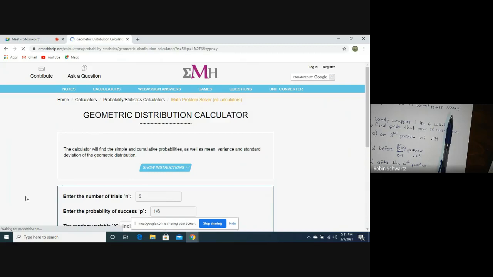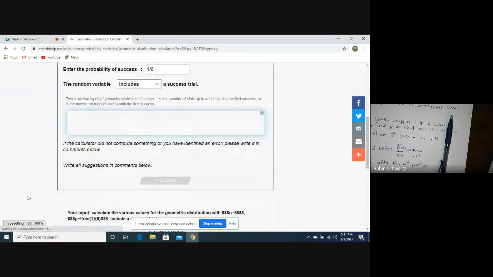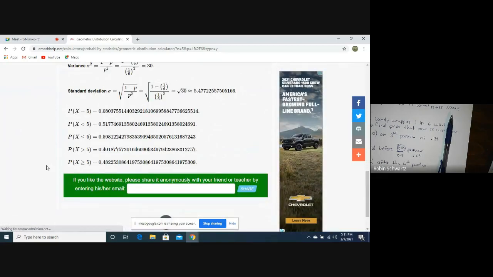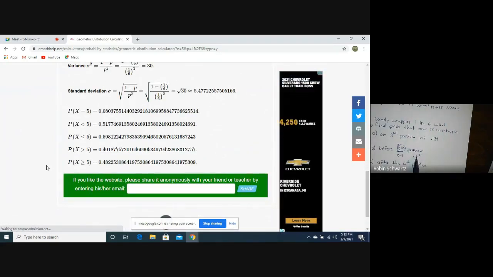And like I said, it does all, was there 6 probabilities down here? Oh, right there. 5 probabilities. And we want the one where X is less than 5 because it's before the 5th. So that's the second one, 0.518.